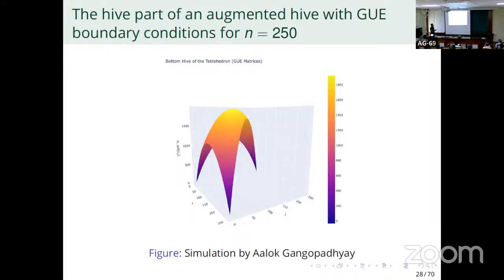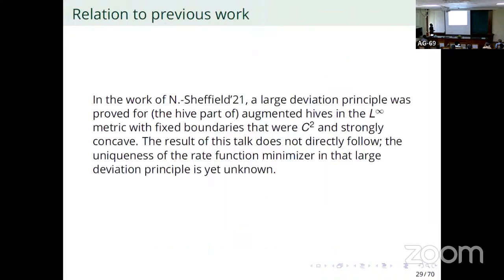Okay. So in the remaining 5 minutes, I will try to give a hint of the proof. This in particular does not follow from some earlier work with Sheffield, which was on large deviations for random hives. I just wanted to mention this. So there is something new in this.